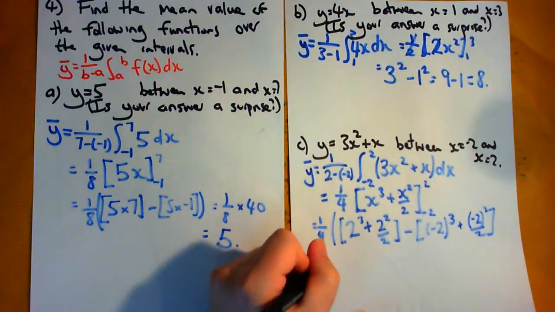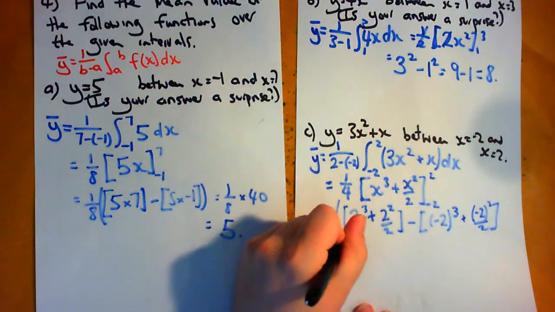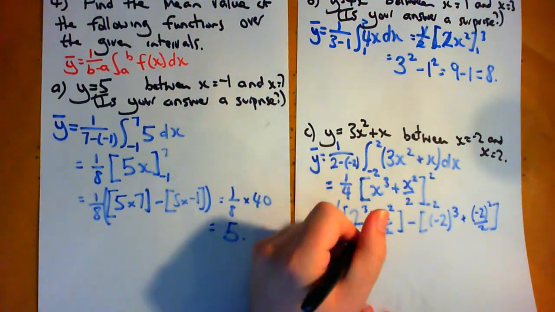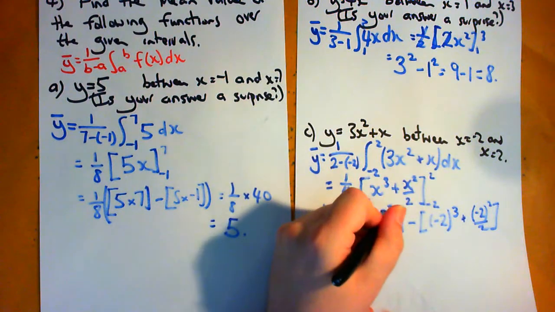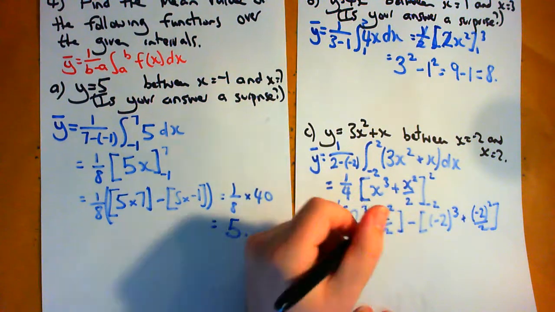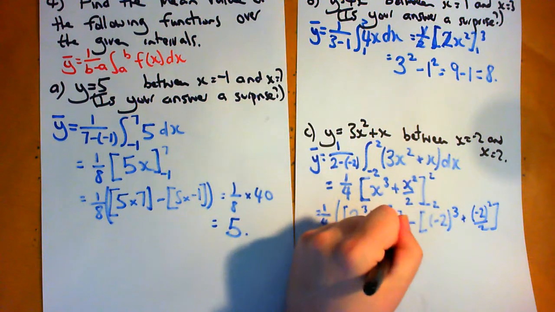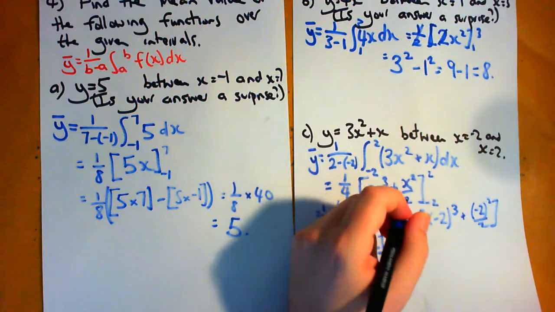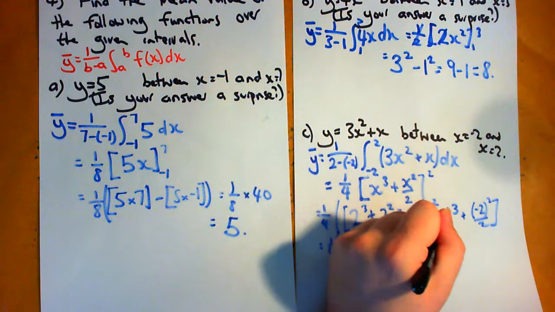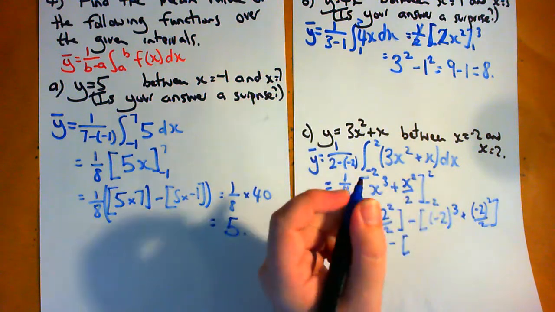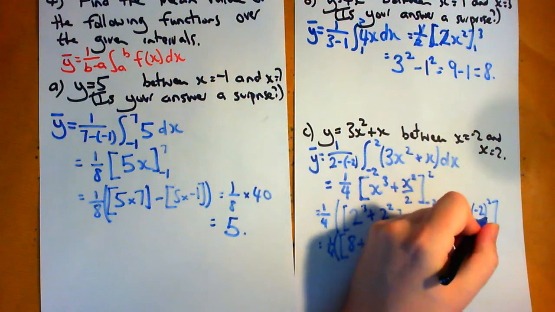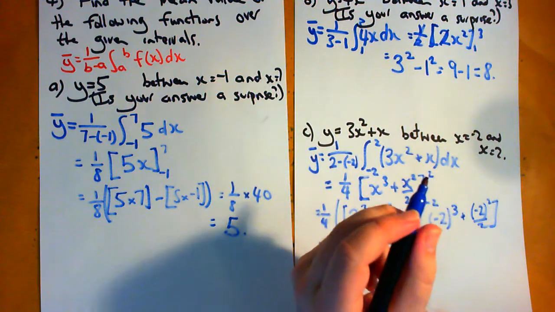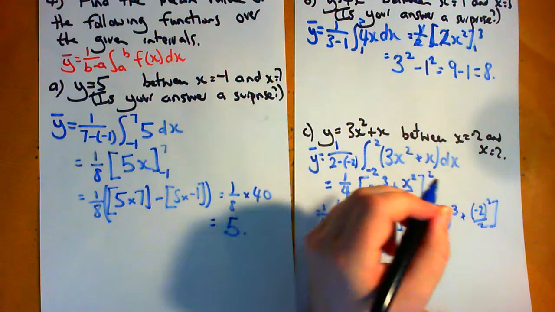So we get 1/4 of 2 cubed is 8, plus here we've got 2 to the 2 is 4 over 2 is 2, minus, here we have negative 2 to the power of 3 is negative 8, plus if we square negative 2 we get 4 over 2 is 2.